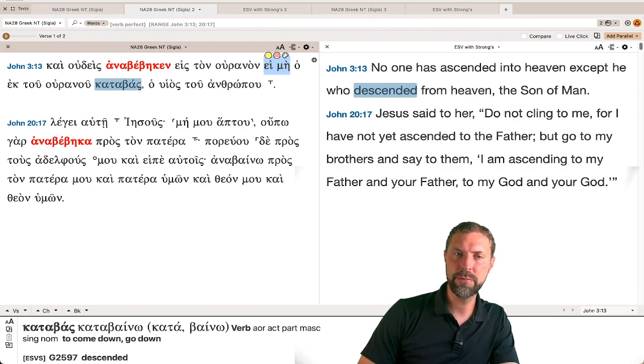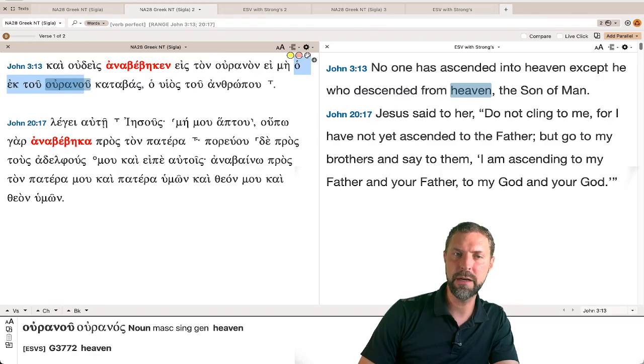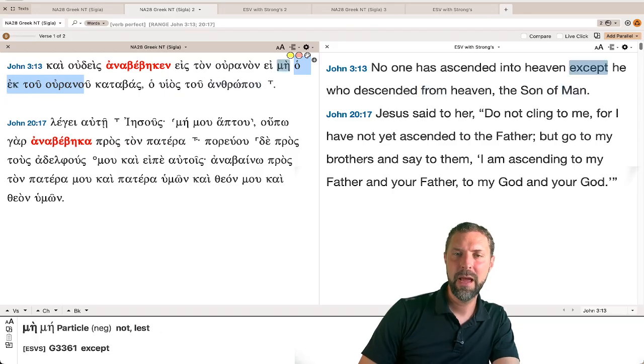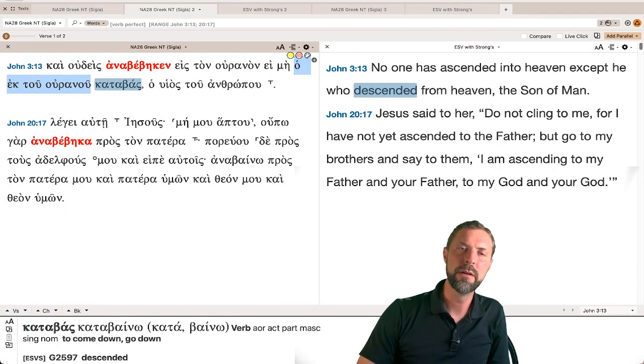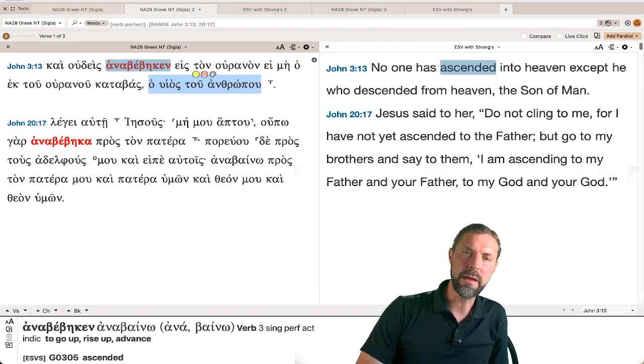This is a participle. We'll learn those in our upcoming lessons. But right here, this is recognizable. You've got the ek preposition, from heaven. It's genitive because it's the object of this preposition, ek. And the article on the front of it controls the whole expression. The one from heaven, having come down. The Son of Man.